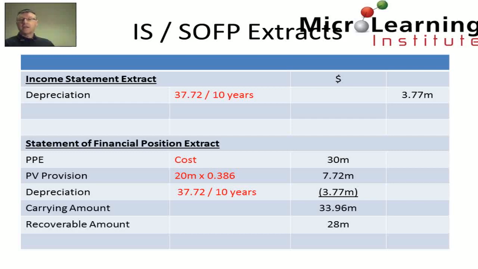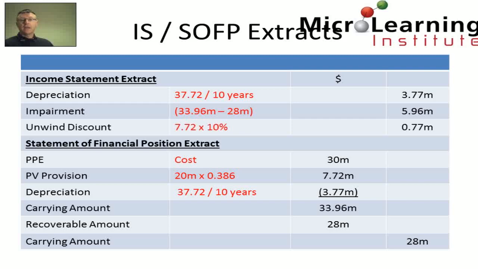Now, we're told that at year end, the directors deem that the recoverable amount is $28 million. So we need to recognize an impairment to the income statement on the difference between the expected carrying amount of $33.96 and the $28 million. And this $5.96 million of an impairment expense is recognized in the income statement. So consequently, the final carrying amount of the asset on the statement of financial position is $28 million.